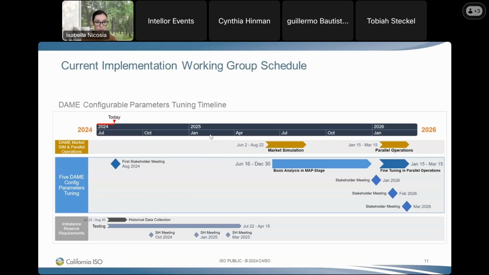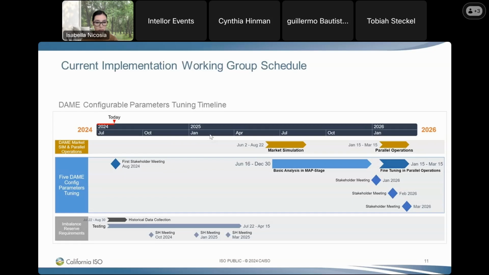So from the timing perspective, I have a question about how this is going to be happening so late. From the software development standpoint, would it be too late for any changes, since in January we're kind of entering the parallel operations period?